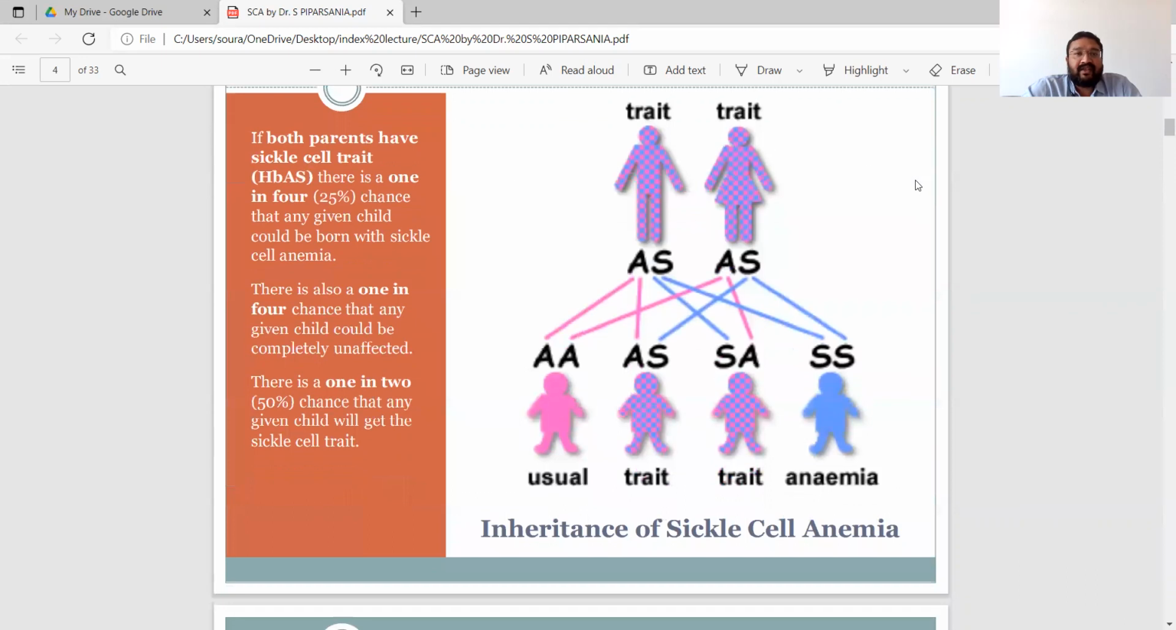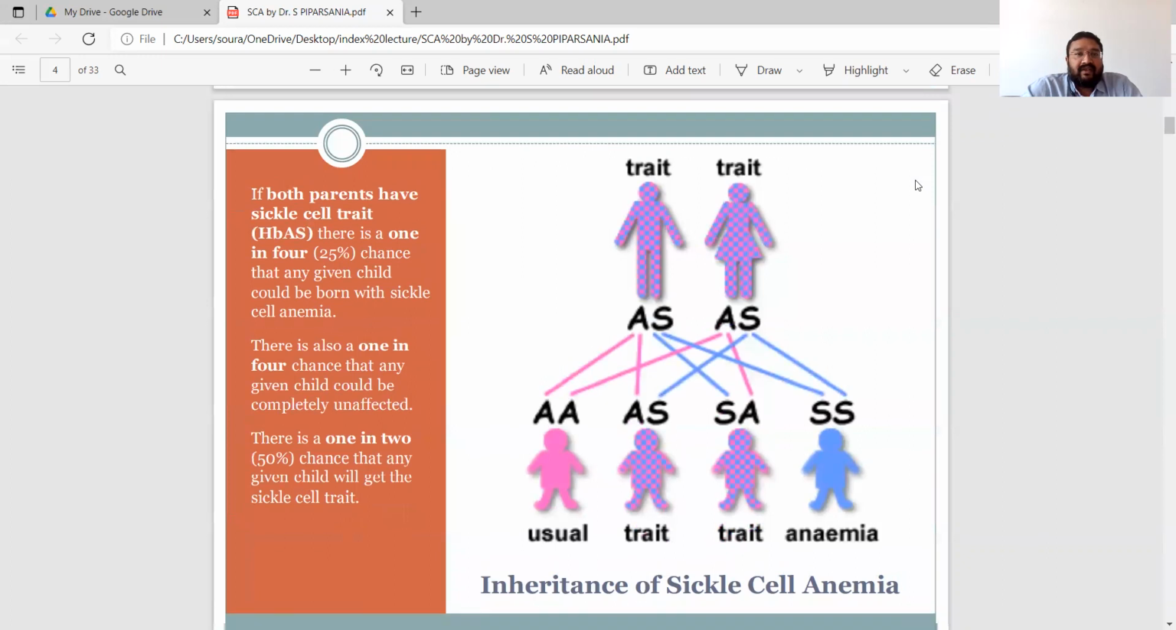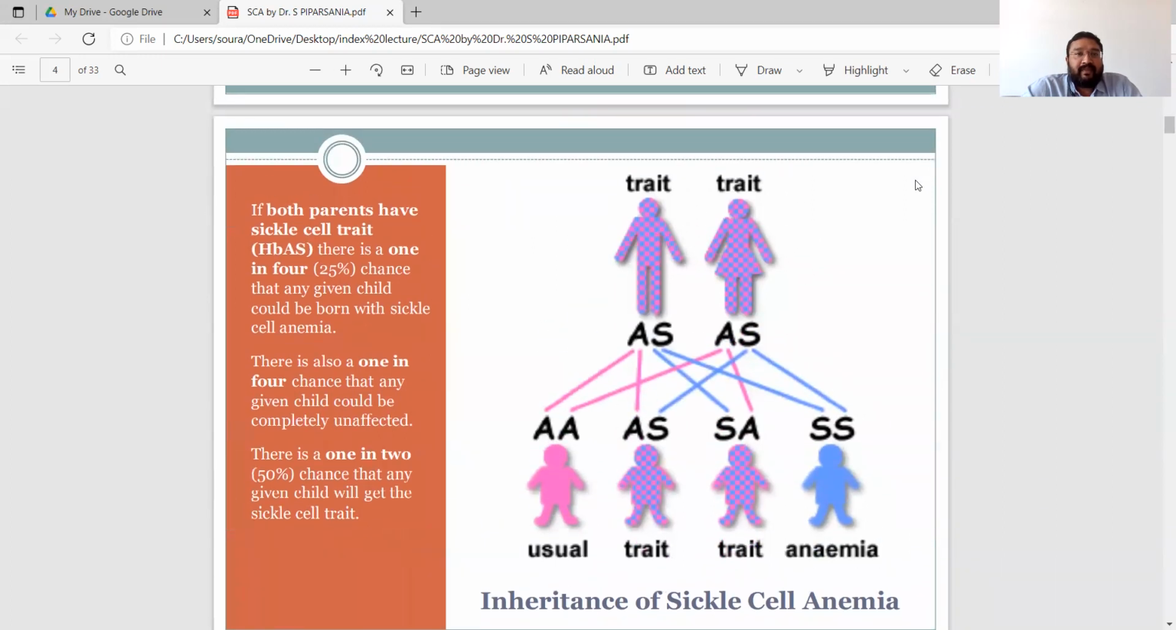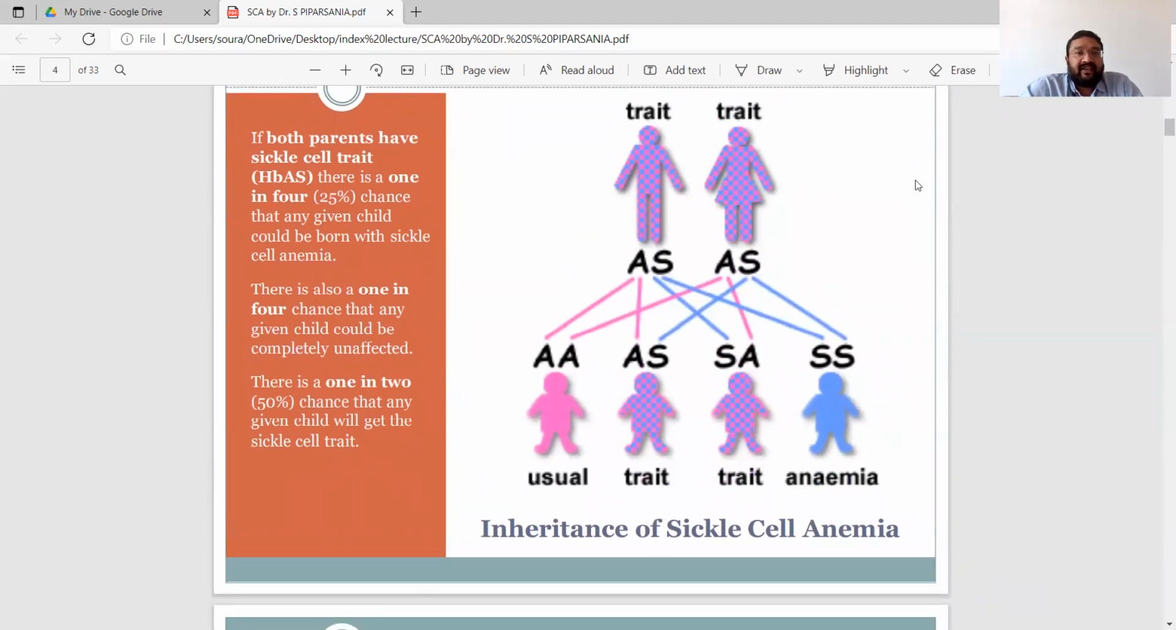As I have already said, it is an autosomal recessive trait. This slide shows the pattern of inheritance of the disease. If both the parents have sickle cell trait, that is HbAS, there is a 1 in 4 chance that any given child could be born with sickle cell anemia. There is also a 1 in 4 chance that any given child could be completely unaffected, and a 1 in 2, that is 50%, chance that any given child will get the sickle cell trait.